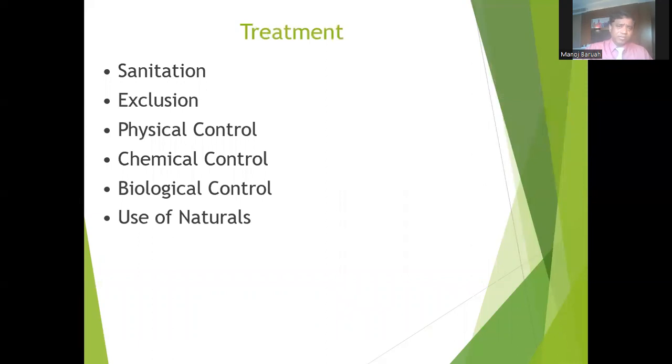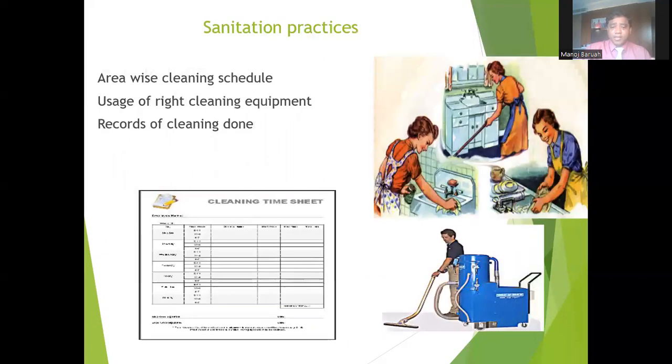Treatment. So if you go for the treatment, there are sanitation, exclusion, physical control, chemical control, biological control, naturals. All of this we have to combine to get a good integrated pest management plan. Sanitation practices.